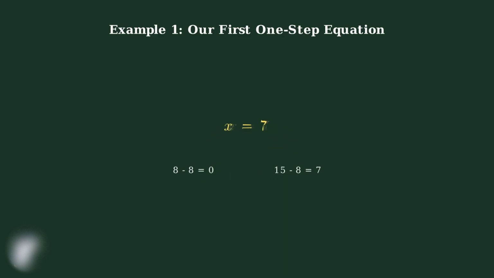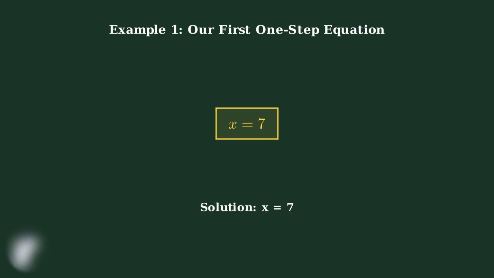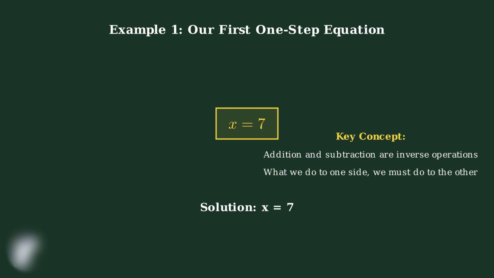On the left side, x plus 8 minus 8 equals x plus 0, which is just x. On the right side, 15 minus 8 equals 7. Excellent, we have found our solution, x equals 7. Let's emphasize this important result. This example perfectly demonstrates the key concept of inverse operations. Since 8 was added to x, we use subtraction to undo that operation. Remember, whatever we do to one side of the equation, we must do to the other side to maintain balance.